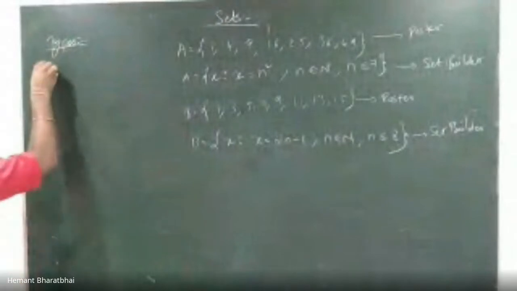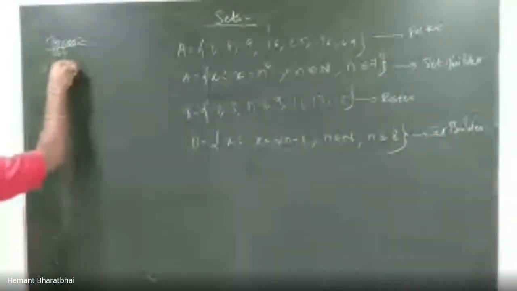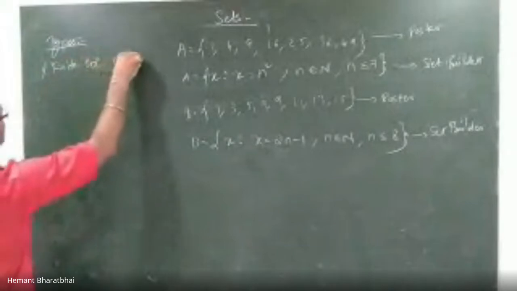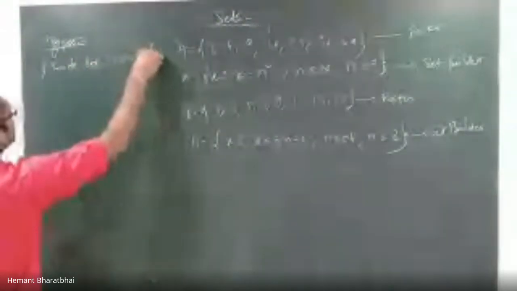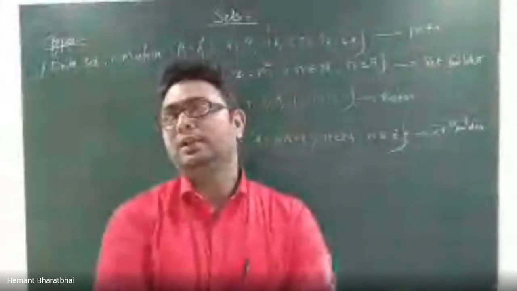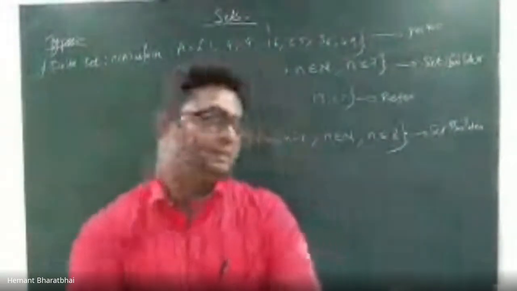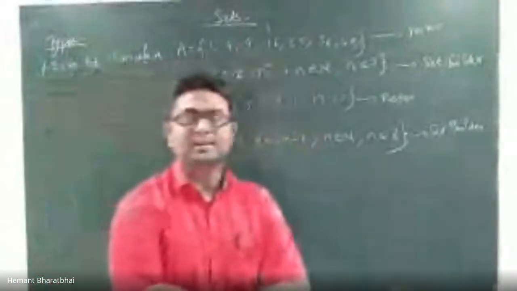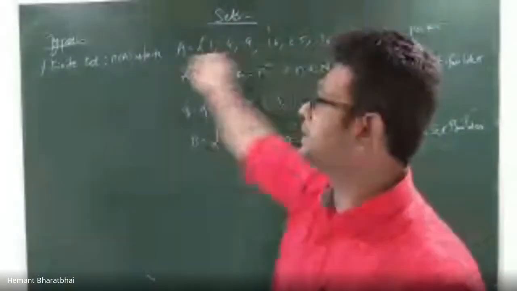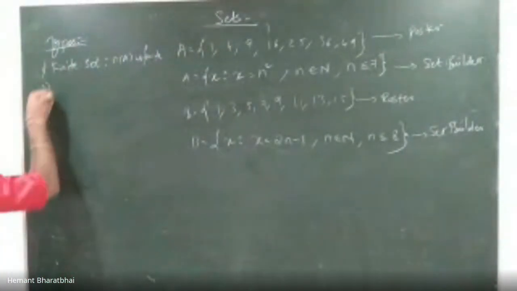The first type of set we call a finite set. What is a finite set? Where the number of elements in the set is finite. Finite means countable. You can count how many elements there are in a set. If you are able to count, then it is finite. Both the examples you can see on the board, set A and set B, are finite sets because the number of elements you can count. It is not uncountable.